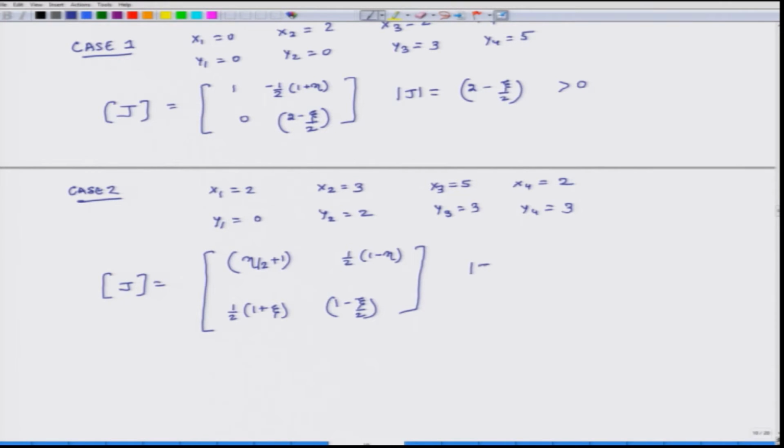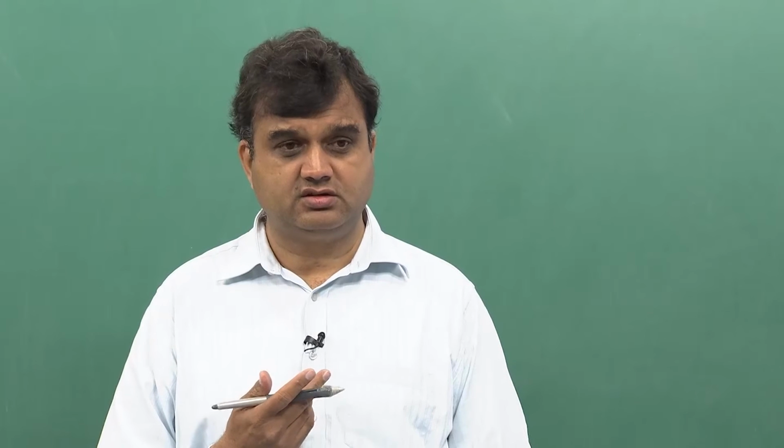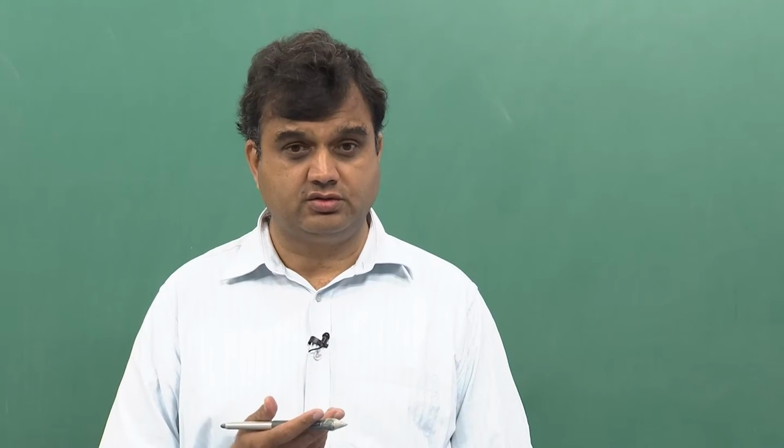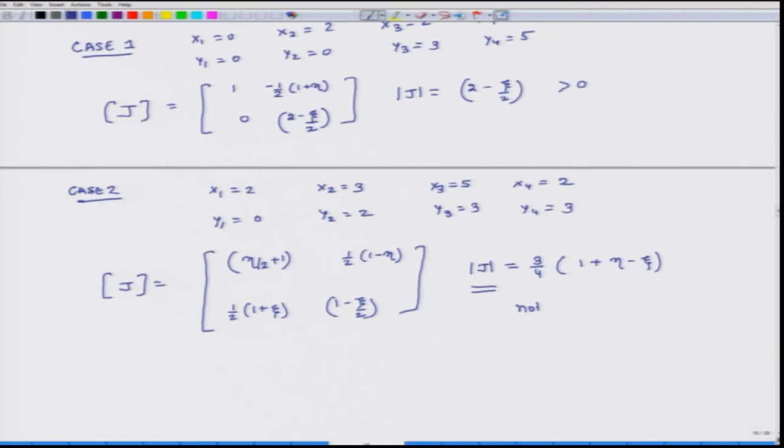So, the value of determinant is 3 over 4 into 1 plus eta minus zeta. Is this Jacobian always positive? Can we find at least one single point where it is not positive or not 0? It is not always positive. Actually, it is not always non-zero.